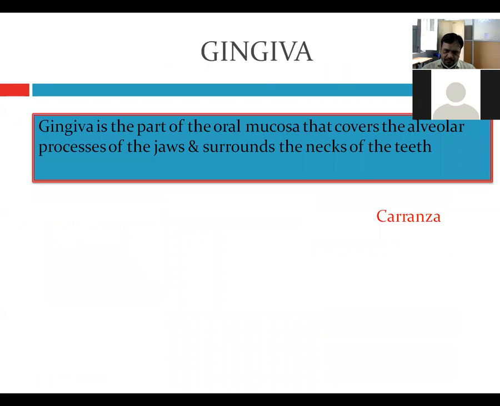So what is the definition of gingiva? Gingiva is the part of the oral mucosa that covers the alveolar processes of the jaws, maxilla as well as mandible, and surrounds the neck of the teeth. So this is the definition given in Carranza.